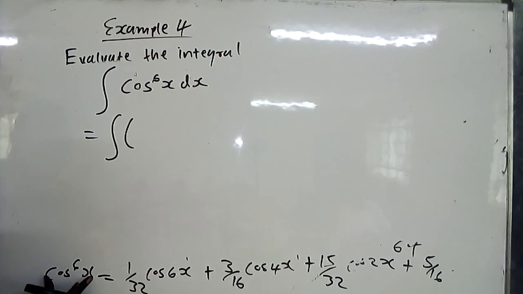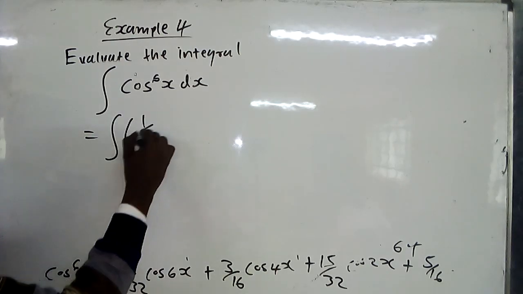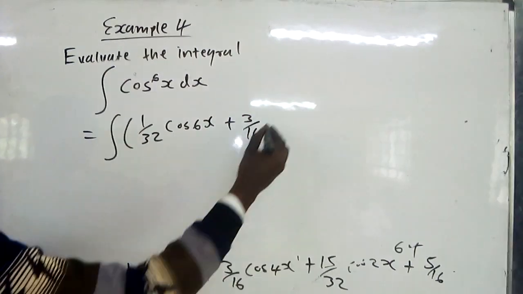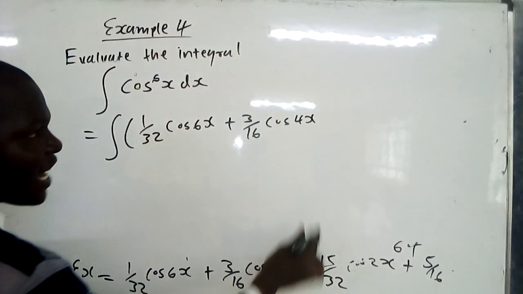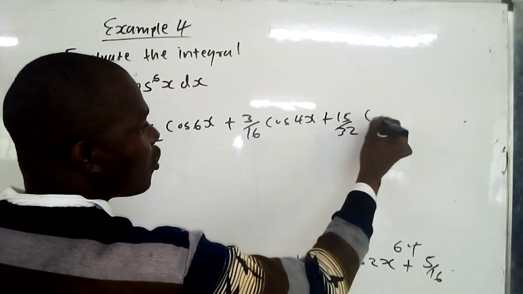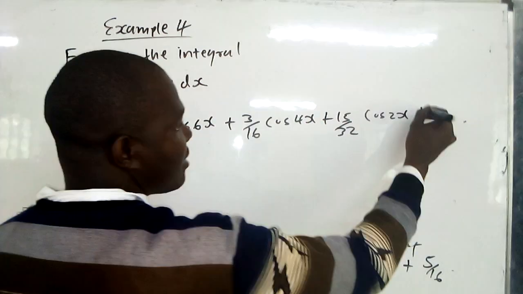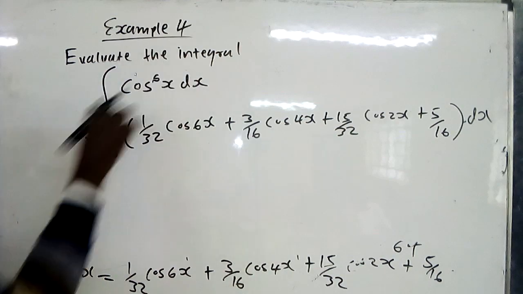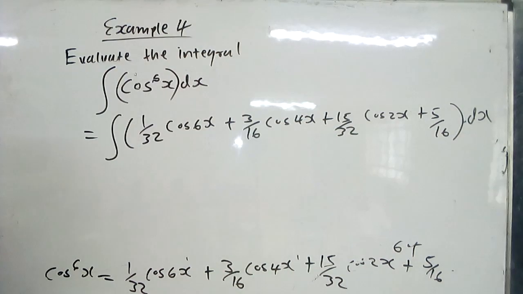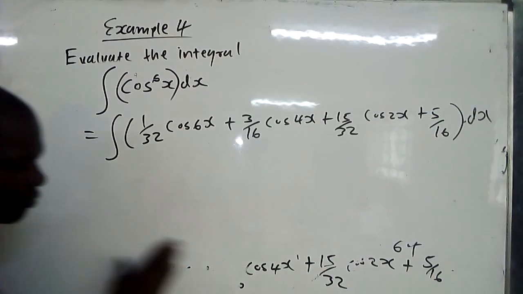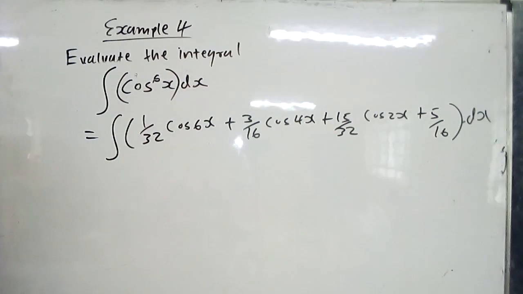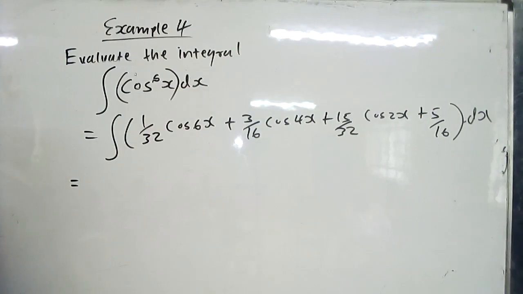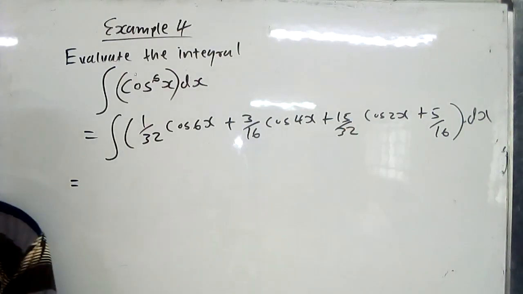So where there is cos raised to power 6x, put the value, you get 1 over 32 cos 6x plus 3 over 16 cos 4x plus 15 over 32 cos 2x plus 5 over 16, then dx. And then you substituted the old value of cos raised to power 6x. Having done that, you now integrate each and every term independently, isn't it? You integrate each and every term independently.